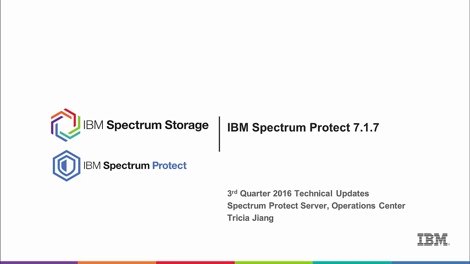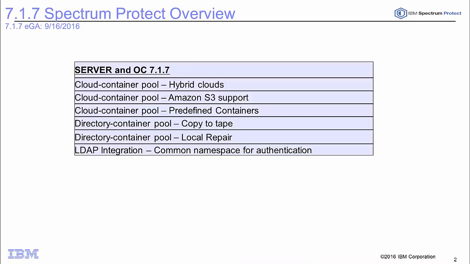Welcome to the IBM Spectrum Protect version 7.1.7 technical update. We're going to go through what's new in version 7.1.7, which became generally available on September 16th of 2016.